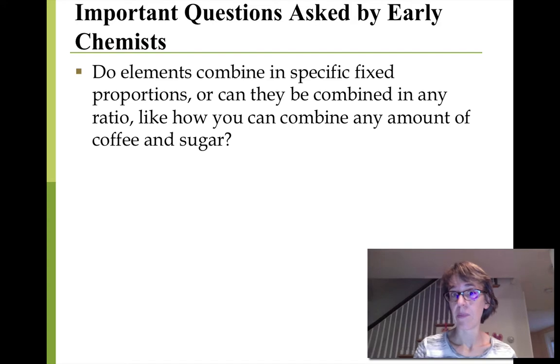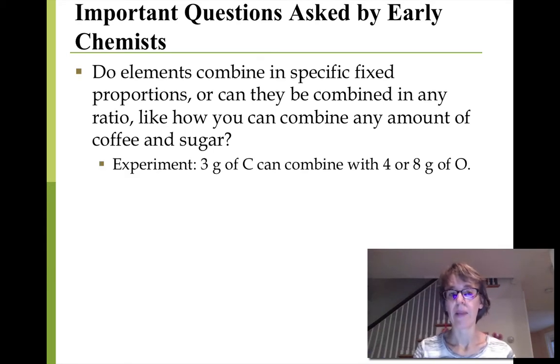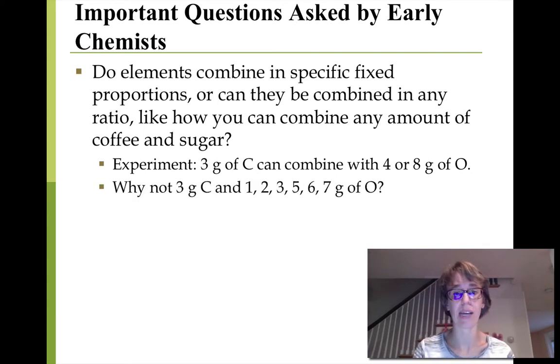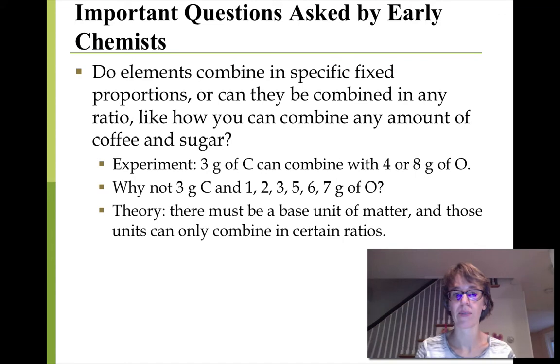The second question that came up early on is that there was an awareness of the elements. They knew there were different elements that could combine, and the question was, can they combine in any proportion or just certain proportions? The experiments showed that, for example, 3 grams of carbon can combine with either 4 or 8 grams of oxygen, but not 1 gram, 5 grams, or 7 grams.